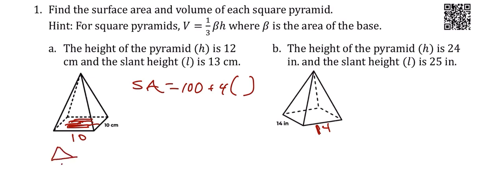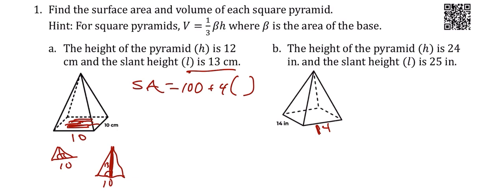Each of those triangles has a base of 10, and they tell us the height of the triangles. When they told us that the slant height is 13, that is really the same as the height of each of those triangular faces. So I'm going to draw this a little bit more clearly for you. So here's our triangle. This is 10, and this is 13 right here, this height of the triangle.